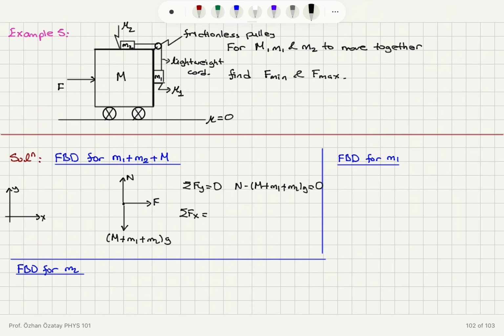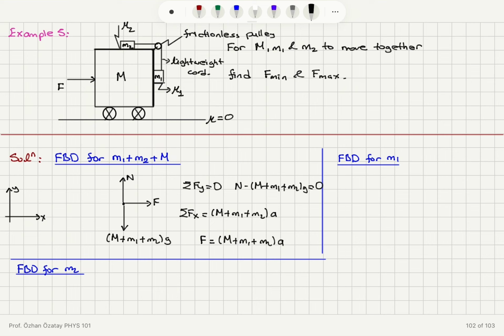minus (capital M plus M1 plus M2)G is equal to 0. The net force on the x-axis is equal to the total mass M plus M1 plus M2 times the common acceleration A, where the net force on the x-axis is F, so this is F equals (capital M plus M1 plus M2) times A.